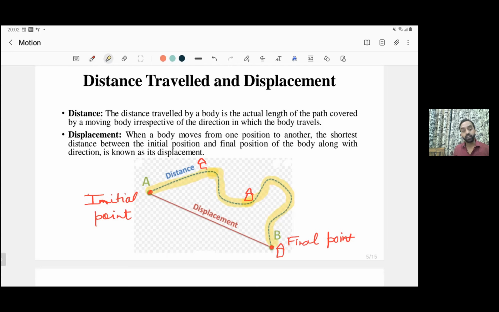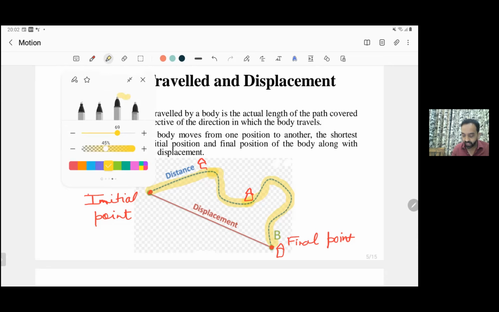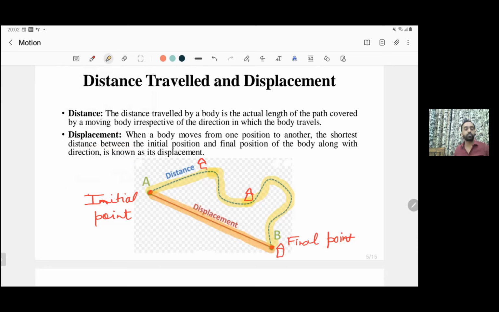But what is the displacement? For displacement, you must have the initial point and the final point. The shortest distance between the initial and the final point is known as the displacement. How to achieve the shortest distance? If you connect the initial point and final point by a straight line, that is always the shortest distance. This is shown here, and this is your displacement. The displacement does not depend on the actual path you have followed. It only considers the initial point from where you started and the final point where you reached, and the shortest distance between them.